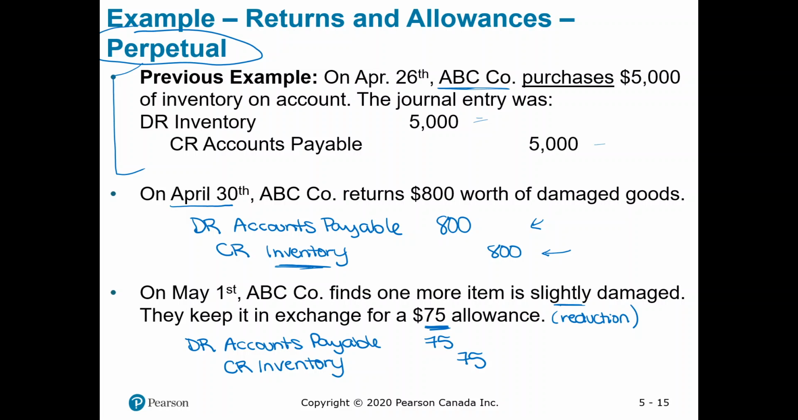Again, we're always updating our inventory account whenever there's a change. Here we had the reduced costs, so we are going to credit our inventory for that same amount. So both a purchase return and a purchase allowance, you will decrease your accounts payable and decrease your inventory.